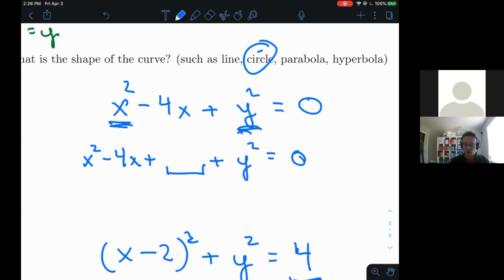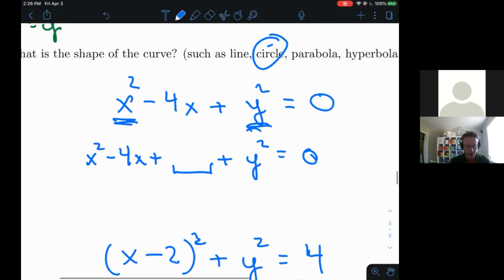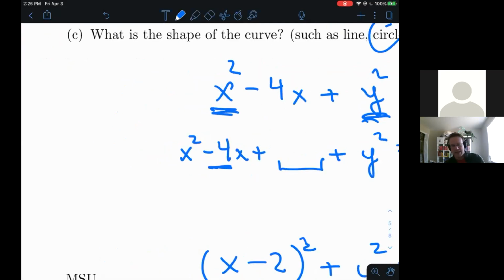And there was this rule of, what is the right thing to add in order to get a perfect square. And it relies on what's next to this x value right here. Sometimes this is called b. And so you always need to divide it by 2, and you need to square it. So that's the rule in order to get a completed square.